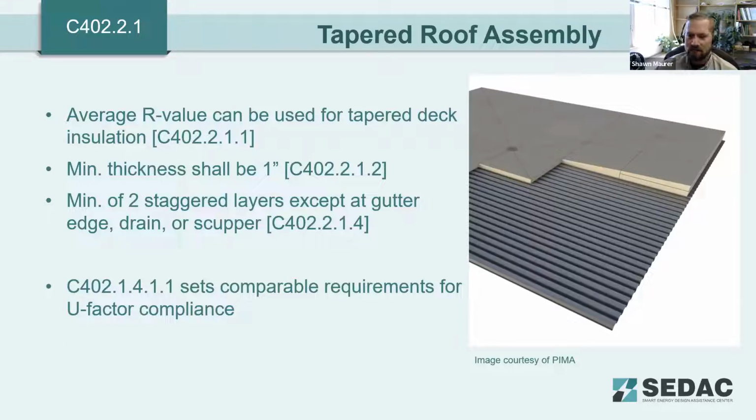The minimum thickness has been simplified to just has to be 1 inch across the entire roof deck. You have to have at least that inch of insulation. You have to have a minimum of 2 staggered layers, except at these specific locations. Gutter edges, drains, and scuppers are allowed to have a single layer of insulation there.